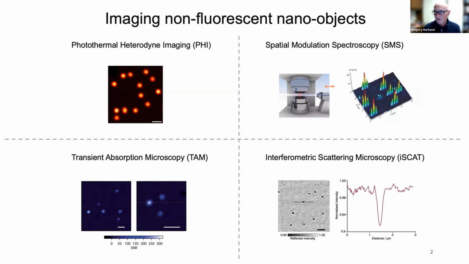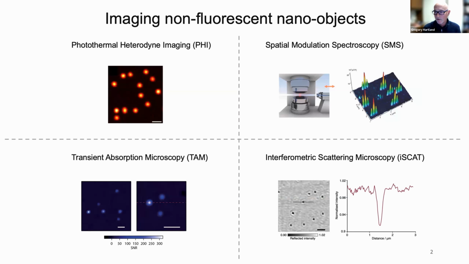You can also do a technique called spatial modulation spectroscopy, where you move the sample and look at how that changes the transmission of light. Or you can do transient absorption microscopy. And as we just heard, you can do interferometric scattering microscopy. And in my lab, we've tried 3 out of these 4: photothermal imaging, SMS, and transient absorption microscopy. We haven't done the interferometric scattering microscopy. Honestly, it looks a little bit hard, but it's a really fantastic technique, so maybe we should try and do that as well.